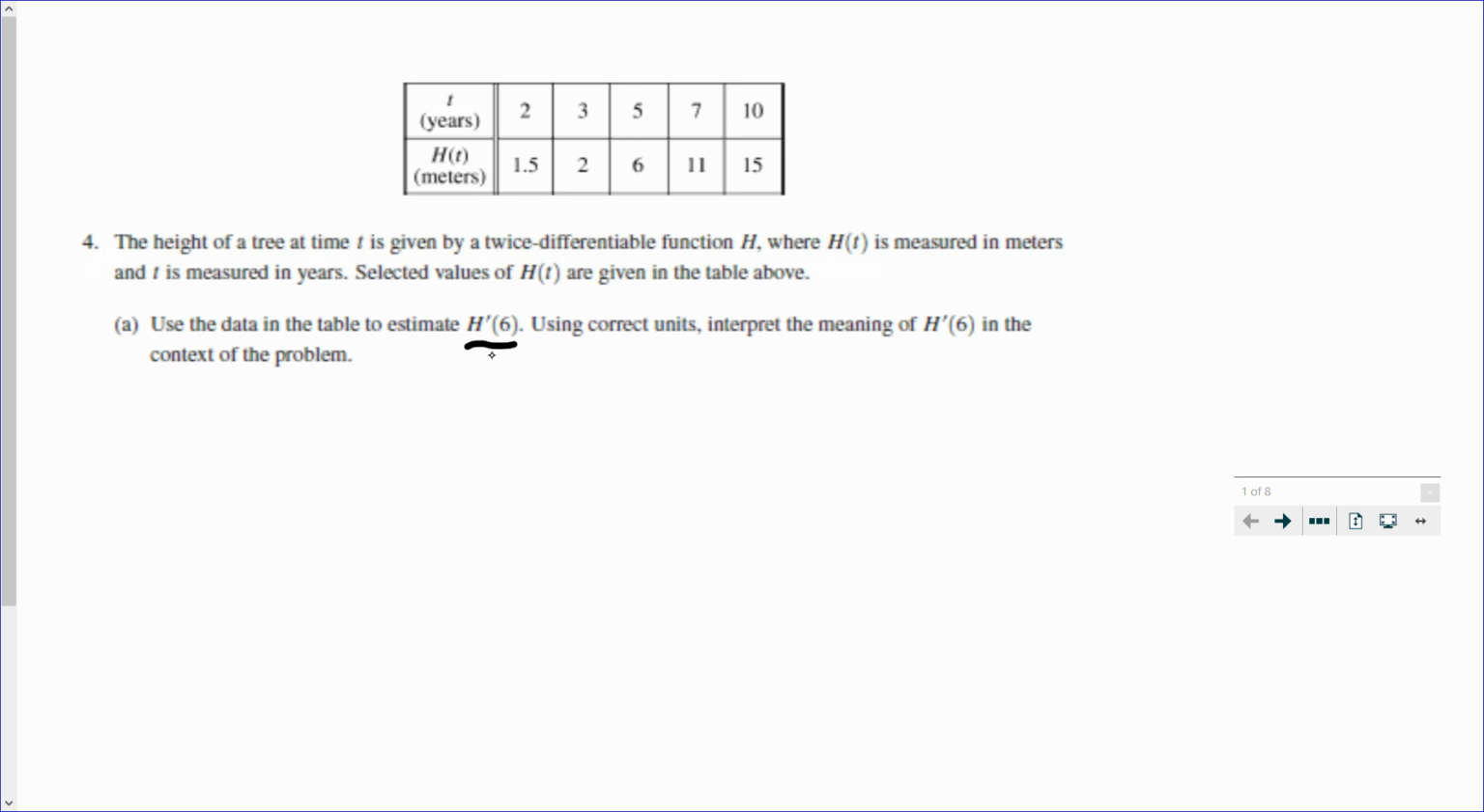Now, they're asking us to estimate because remember h prime, that is, of course, a derivative. And we can't find the exact derivative because we're not given a function. So we're going to use h prime of 6 as an approximation. Now, you might remember, if this is an approximation, this is going to be our average rate of change. And since it's an approximation, we're using squigglies. I look where 6 is located. Well, 6 is between 5 and 7. So I can say that h prime of 6 is approximately the slope. Remember, derivative means slope for us.